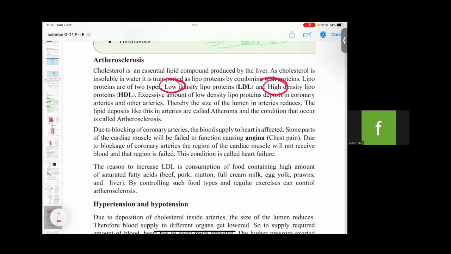Therefore, we have to reduce the consumption of LDL by reducing saturated fatty acids from beef, pork, mutton, full cream milk, and by not eating too much egg yolk, prawns, and liver. Also, if you do regular exercise, we can control atherosclerosis.